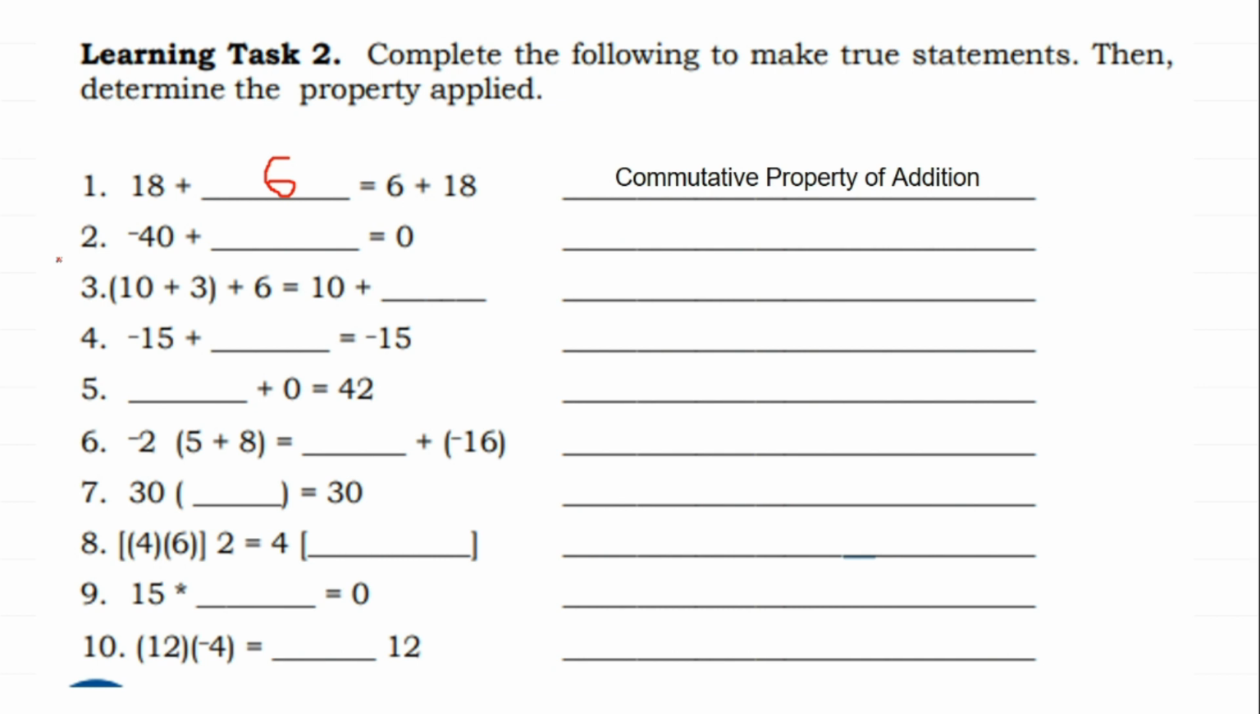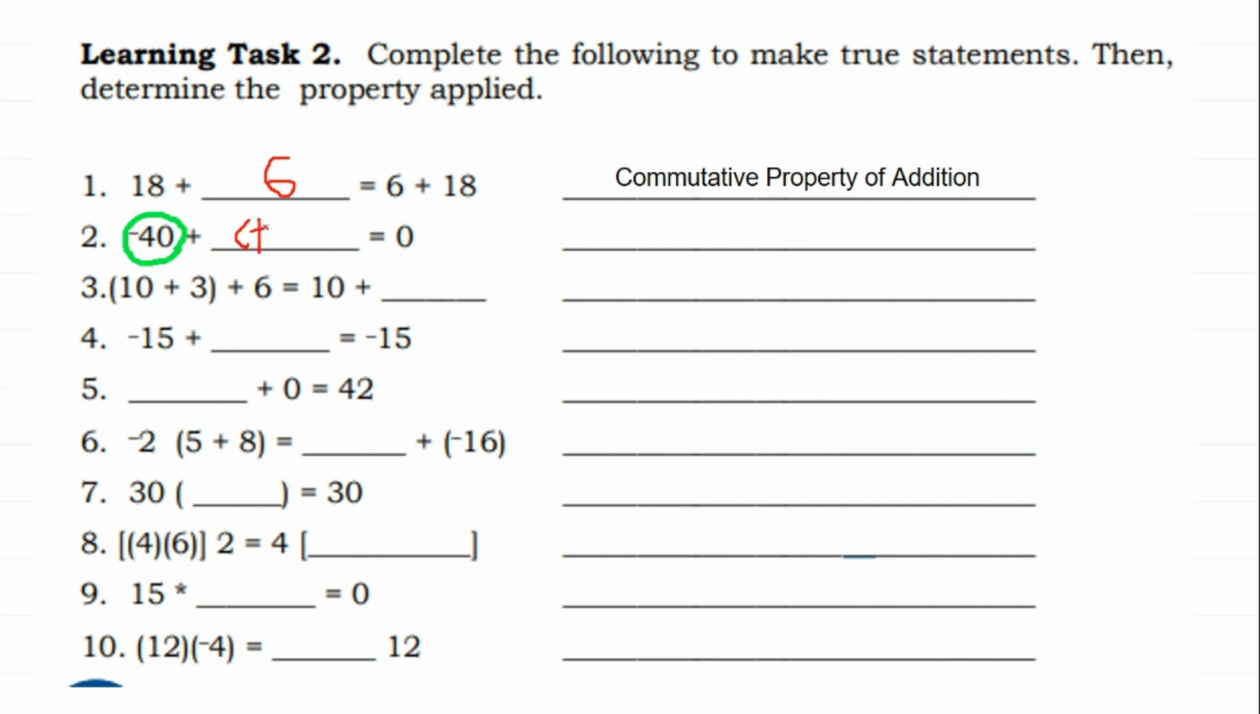We have negative 40 plus blank is equal to 0. So, ano daw number ang i-add natin kay negative 40 para makuha ang 0? Okay? So, we have negative 40 here. Ang kailangan natin i-add sa kanya ay positive 40.